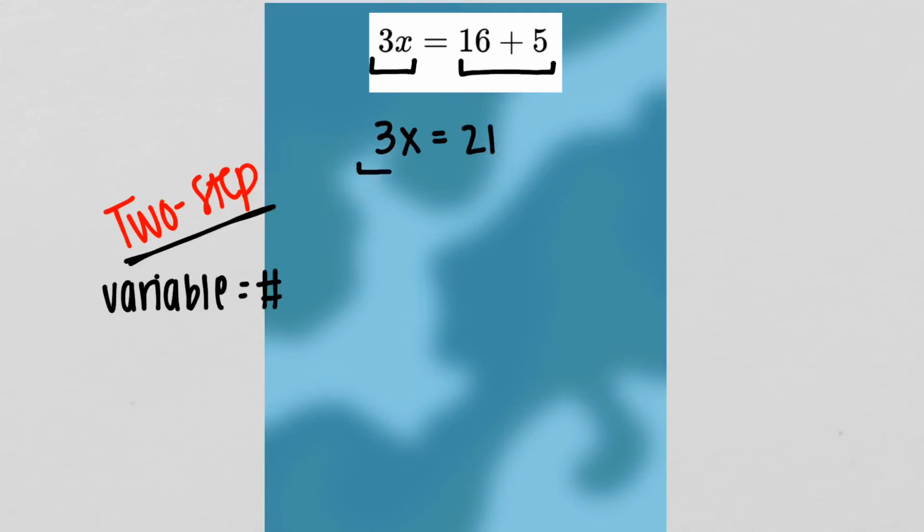Now I need to get the x by itself, and this 3 is stuck to it with multiplication. So in order to undo it, we do the inverse. We do the opposite. We're going to divide by 3. When I do that on the left side, the 3's cancel out, and I'm just left with x equals 21 divided by 3 gives me 7. So my answer for this one would be x equals 7.